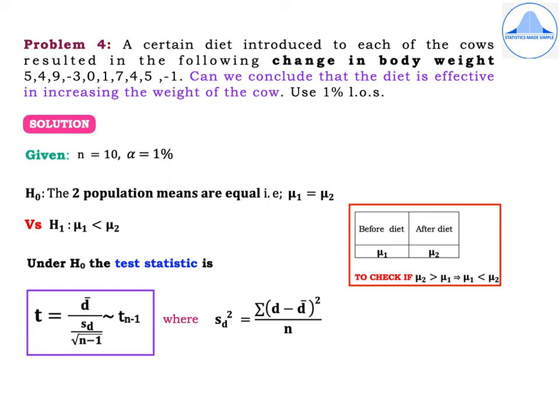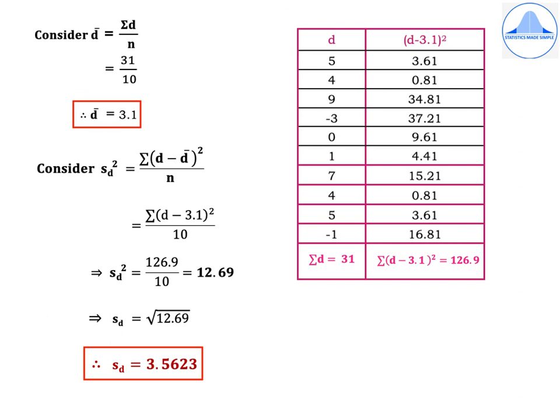So under H naught, the test statistic is t equal to d bar divided by SD by root n minus 1, which follows t with n minus 1 degrees of freedom, where SD square is equal to summation d minus d bar the whole square divided by n. Start with the formula of d bar, which is equal to summation d divided by n.